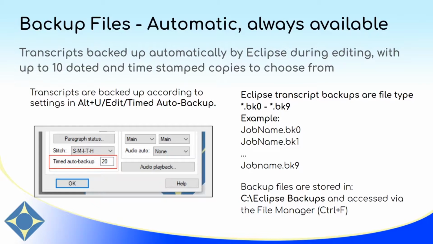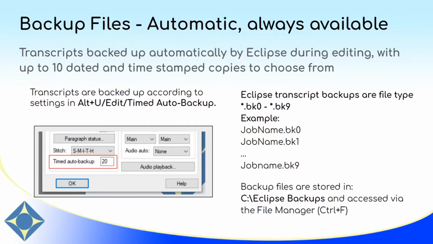The backup files are stored on the root of the C drive in a folder called Eclipse Backups, and they can be accessed through Windows, but they are best accessed and used through the file manager in Eclipse under Control F. The files are named the same as the job, however the extension is different. Normally your job would be jobname.ecl, however the backups are jobname bk0 through jobname bk9. bk0 is going to be the most recent file, and bk9 is going to be the oldest.